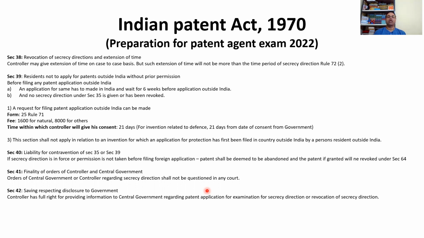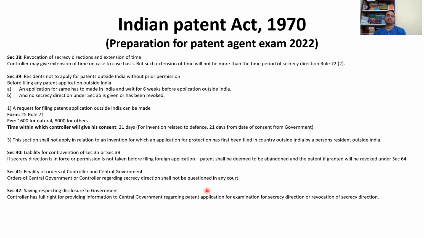For example, if they impose a secrecy direction, then the 21 days is gone. I cannot say that within 21 days you must give a reply. It says 21 days from the date of consent from the government. So the controller will inform the government, and the government may take, say, 1 week, 2 weeks, or 6 months. Then after 6 months, the government says that okay, now we think that he can proceed. So from the date when the government tells the controller that he may proceed, 21 days.